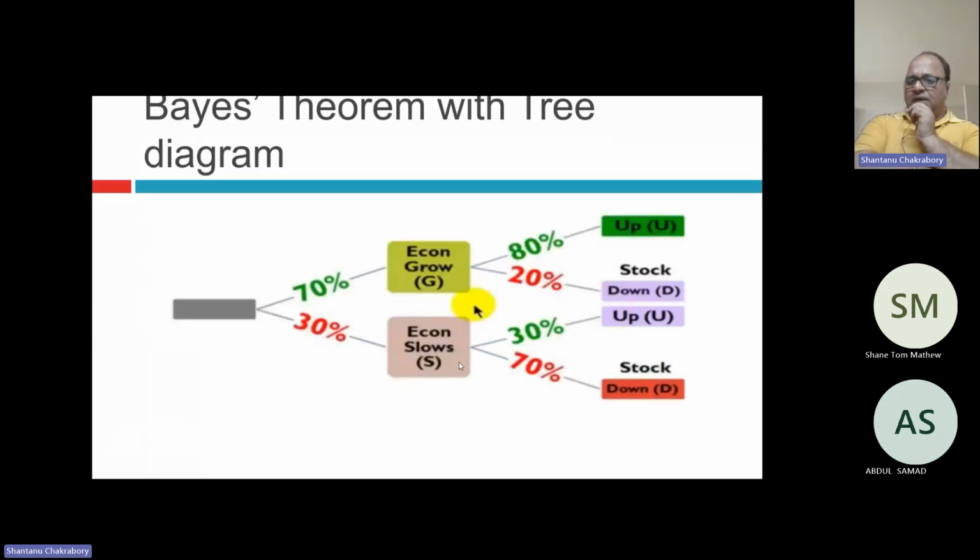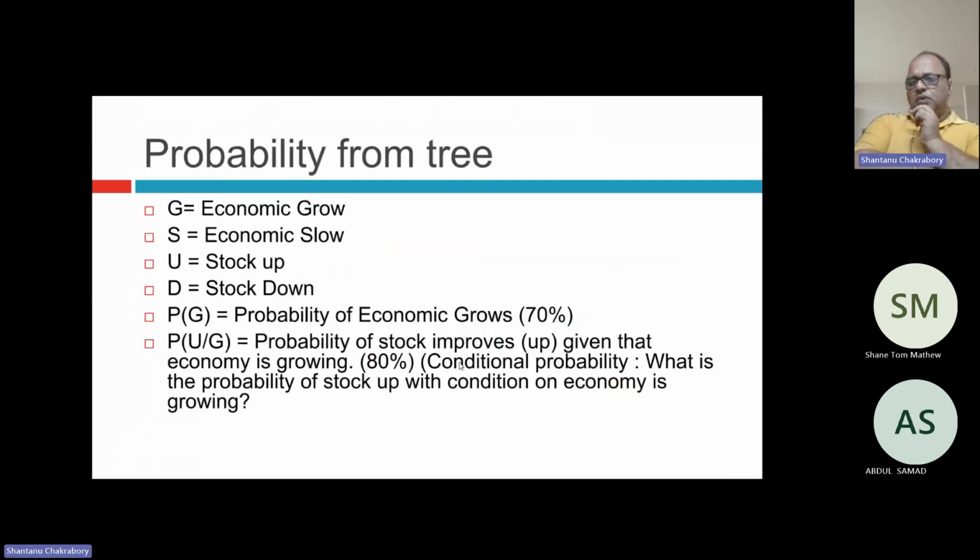So Bayes theorem, here we have a tree diagram that shows the probability 70 is to 30 economic growth and economic slowdown, 80 is to 20 when the stock prices go up or the stock prices go down, right? So suppose G is the economic growth, S is the economic slowdown, U is the upward stock, D is the stock downwards. So what is the probability of economic growth of 70%? So probability of stock improves or it goes up given economy is going up, 80%.